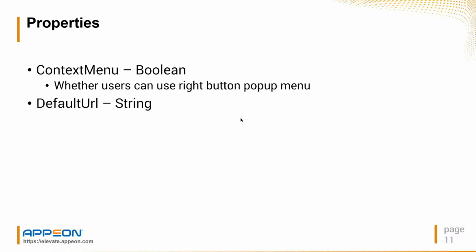The default URL is just the string that you're going to load when the control first is instantiated. Once again, that's one of the things that you need to set before the control is instantiated. It doesn't have any effect afterwards.